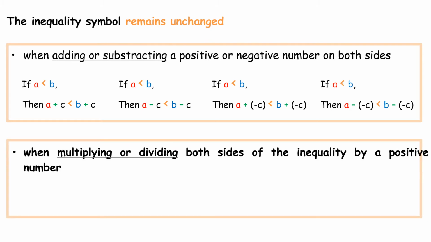The inequality symbol remains unchanged when multiplying or dividing both sides of the inequality by a positive number. If A less than B, then A times C less than B times C. If A less than B, then A divided by C less than B divided by C.